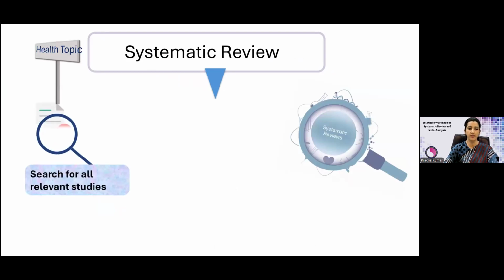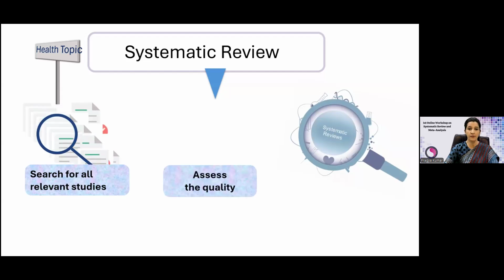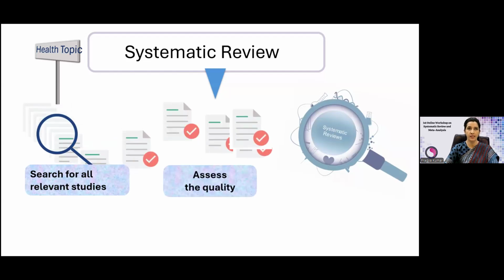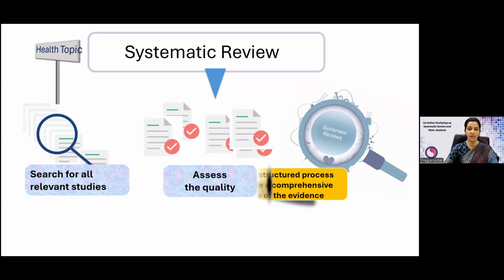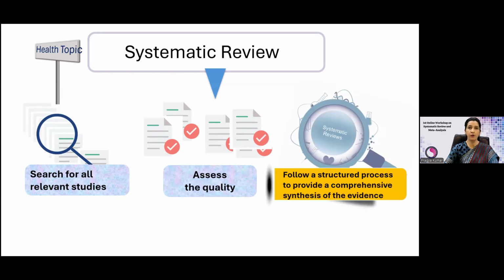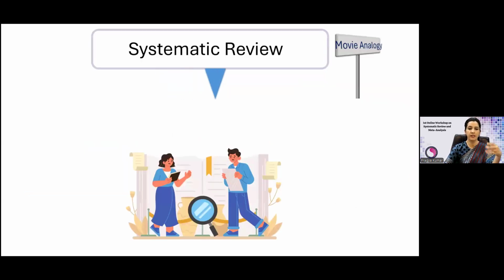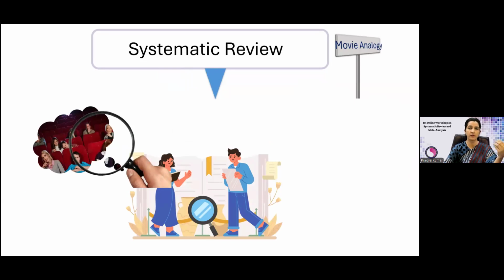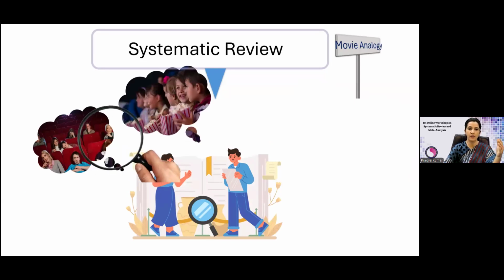So then comes the systematic review. Systematic review is basically you see databases and you search for all relevant studies which are there. You assess their quality and then you synthesize your result. So it follows a very transparent, structured process to provide a comprehensive evidence of the particular review question or the research question.